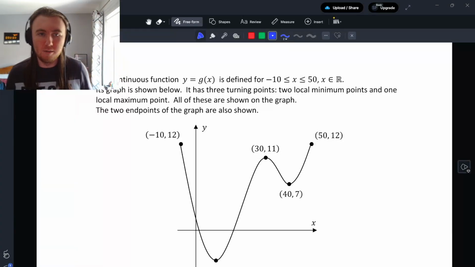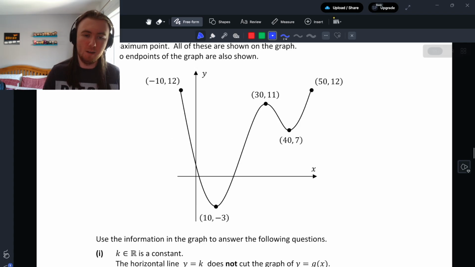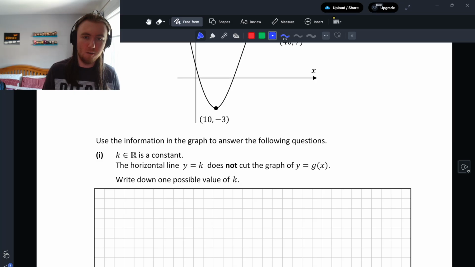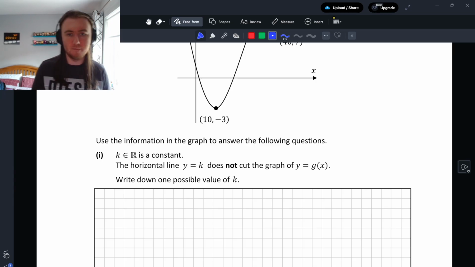The continuous function g of x is defined as that. It has 3 turning points, 2 local maximums and 1 local minimum. The 2 endpoints of the graph are shown. Okay. k is a real number and is a constant. The horizontal line y equal to k does not cut the graph of g of x. Write down one possible value of k.